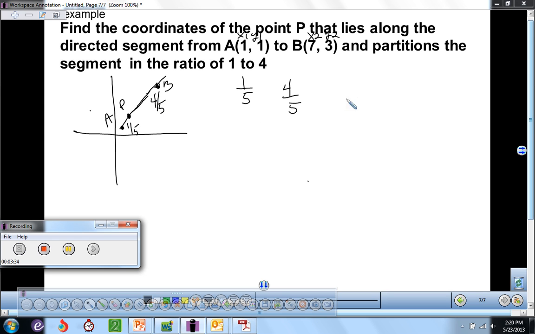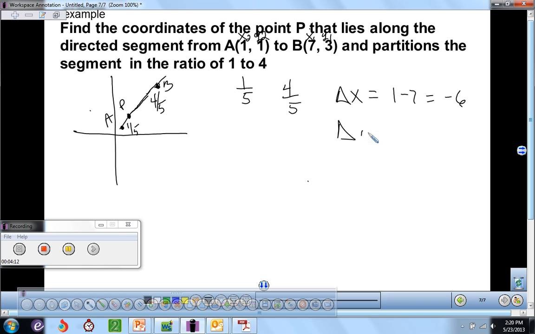So what we're going to do now is switch our X's and our Y's, as far as X1, Y1 and X2, Y2. We're going to start from B and go to A, and then figure out what P is. So now B would be X1 and Y1, and this would be X2 and Y2. So the change in X is equal to 1 minus 7, or negative 6. And then the change in Y would be 1 minus 3, or negative 2.